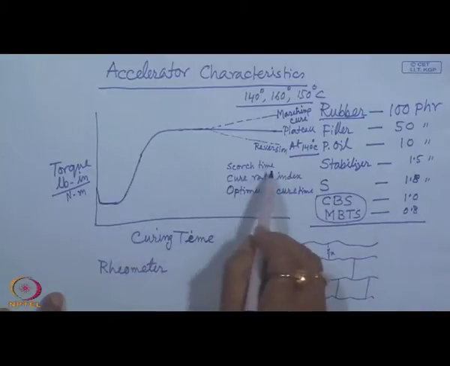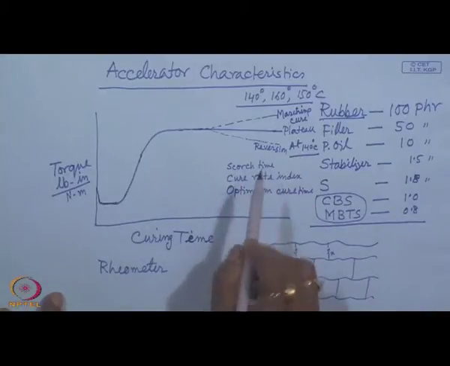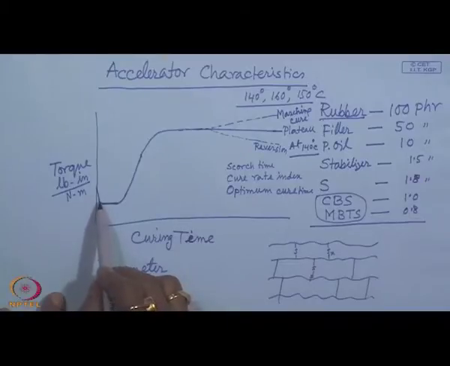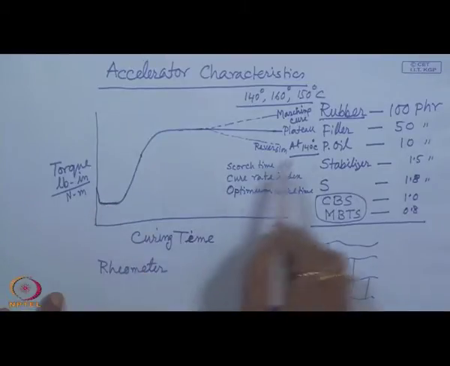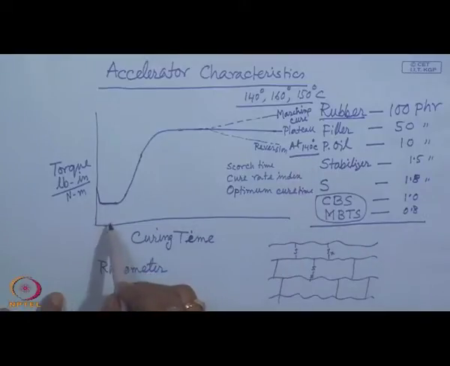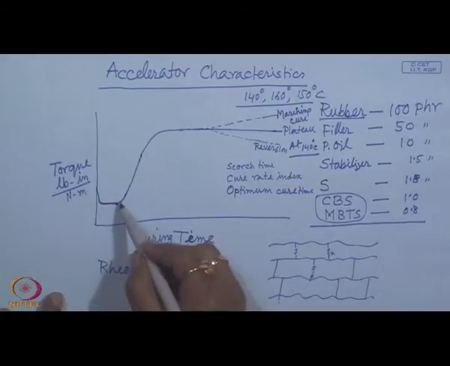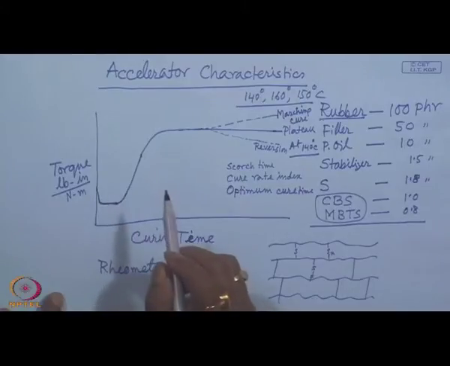And let us see what is scorch time. Now, when it is placed, the viscosity or torque decreases due to the increase of temperature of the compound. As soon as that compound senses this temperature of 140 degree, then it becomes parallel to the time axis. That means, there is no chemical change till this point. Beyond this point, some chemical change has started to occur and then torque starts rising.